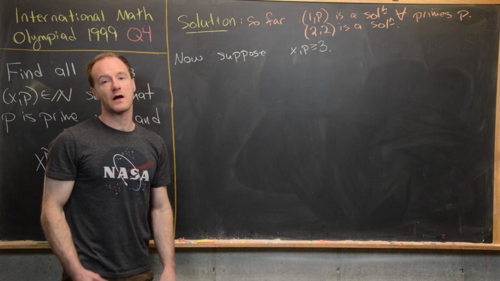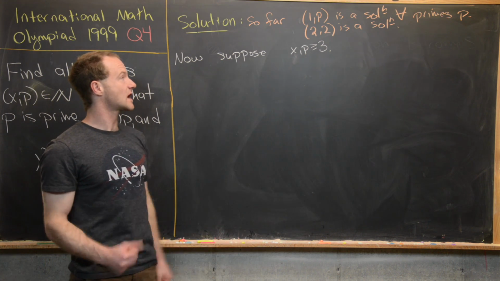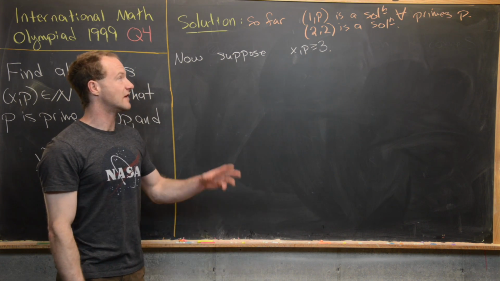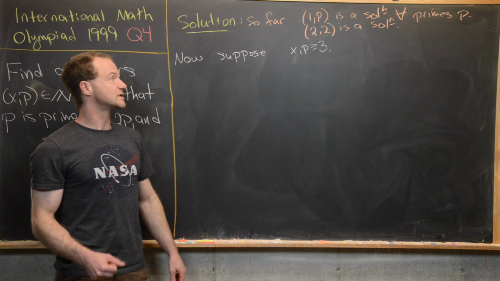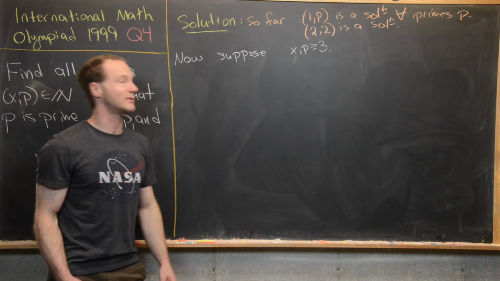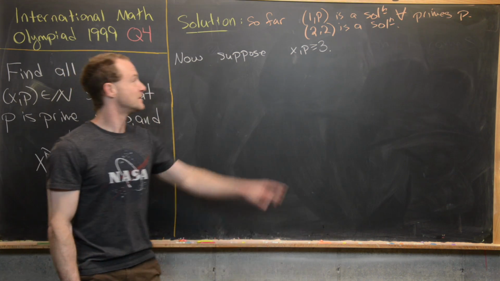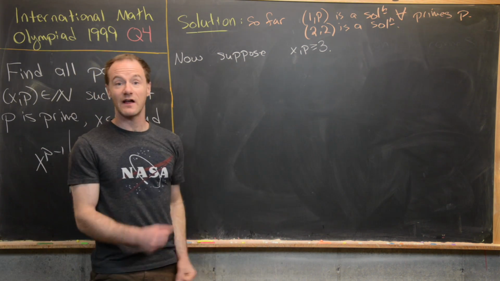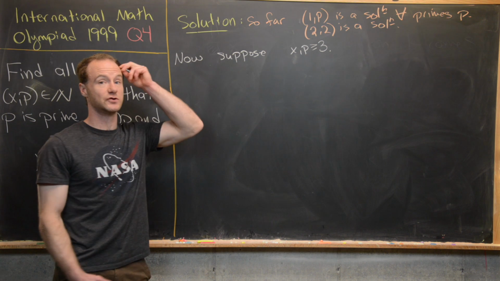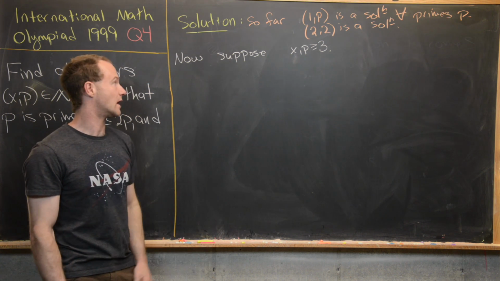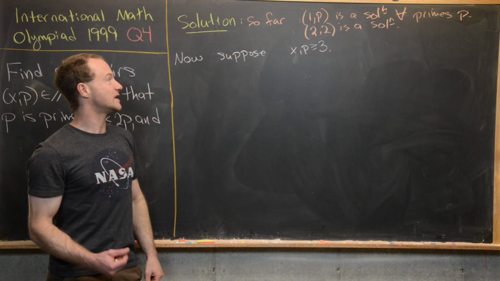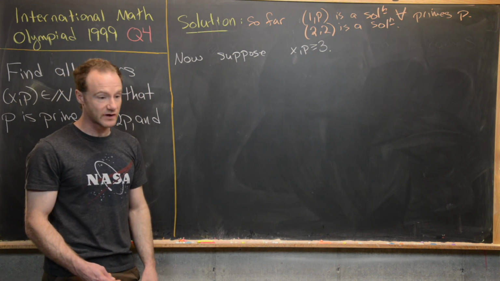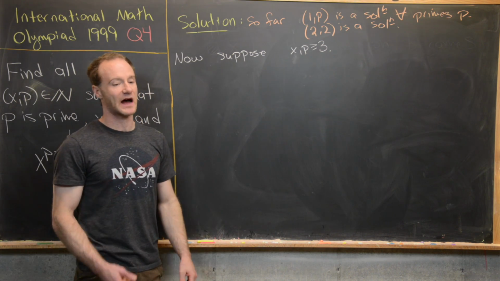So we were just playing around with the small cases, and we saw that (1, p) represented a solution for all primes p. And furthermore, p equals 2, x equals 2. In other words, (2, 2) was also a solution. And this was the only solution when p was equal to 2, and I left it to you guys to show that that was the only solution when x equaled 2 as well. So that means that we can move on to supposing that x and p are bigger than or equal to 3 and see what solutions we get out of that.